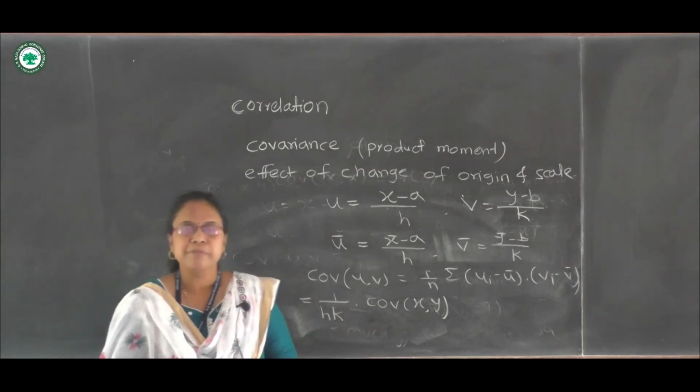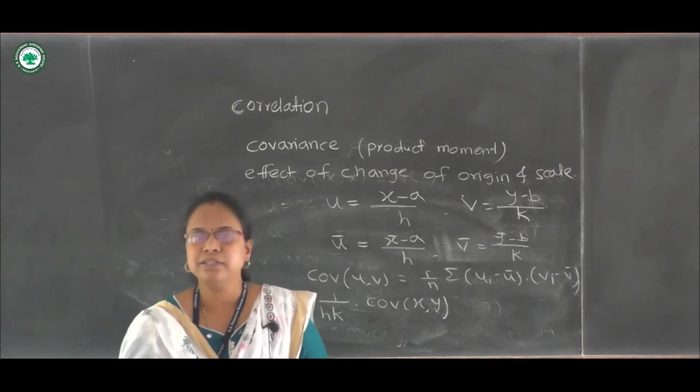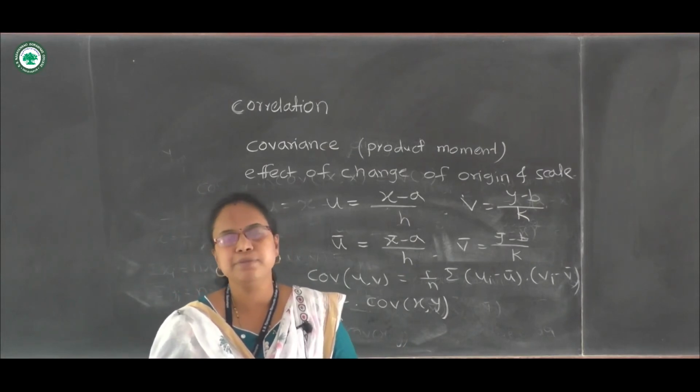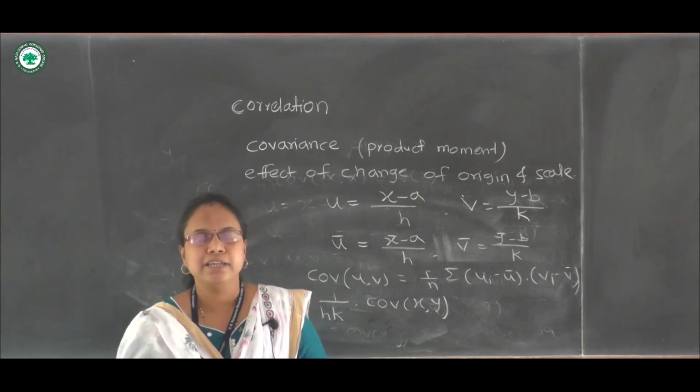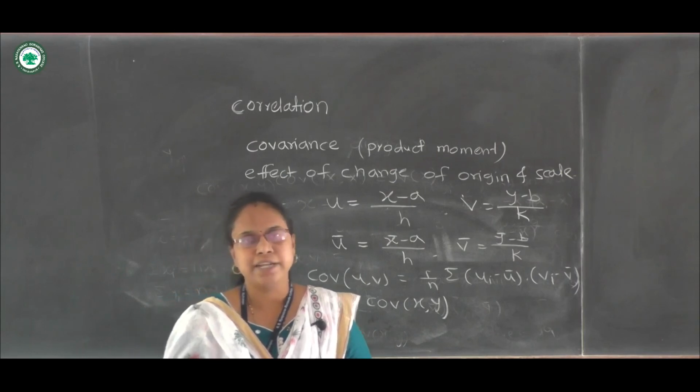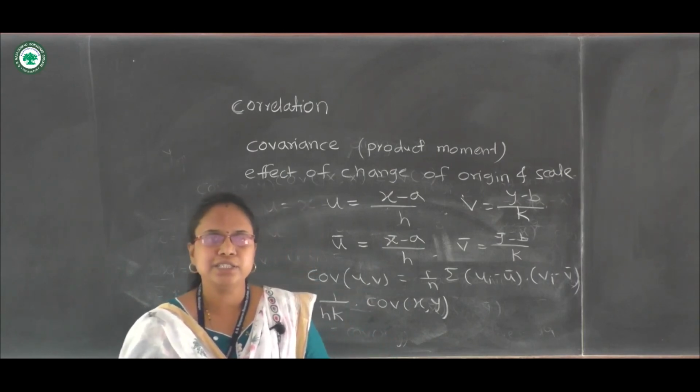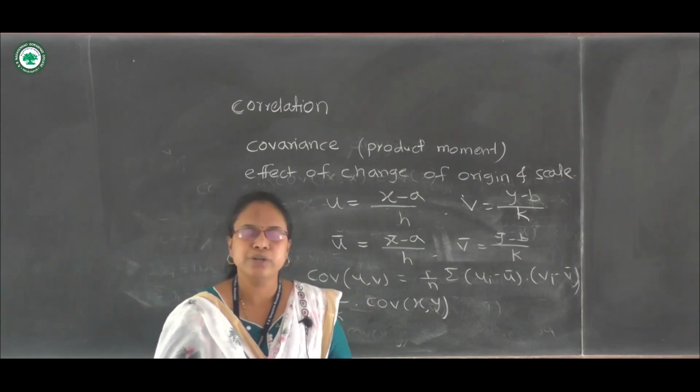So in this way, we have learned today the concept of correlation, types of correlation, and then the term covariance and its properties. In the next lecture, we will study Karl Pearson's correlation coefficient.